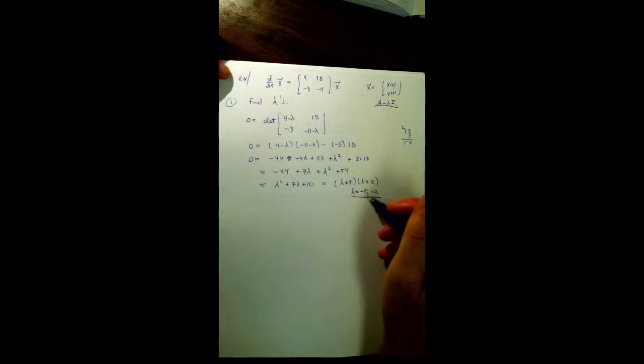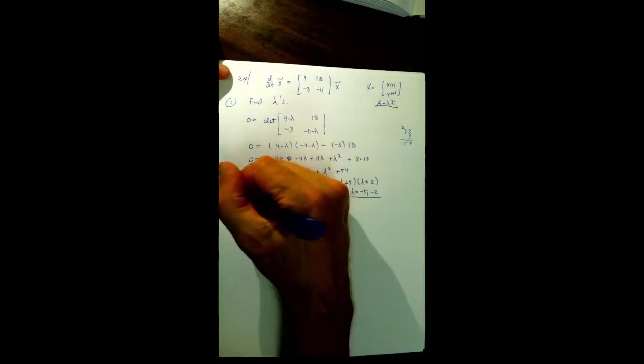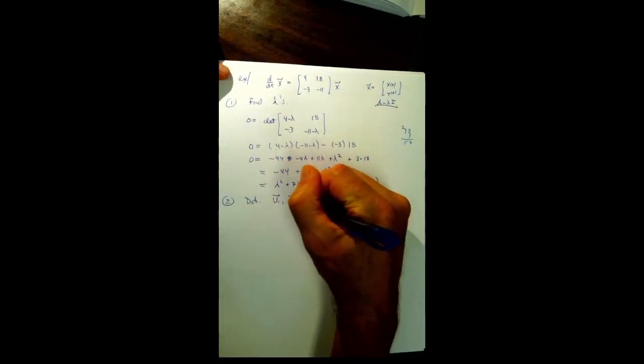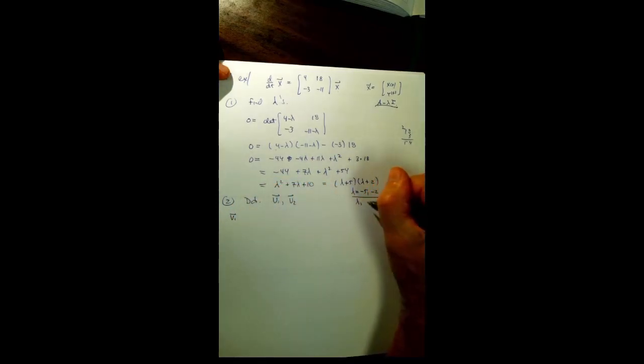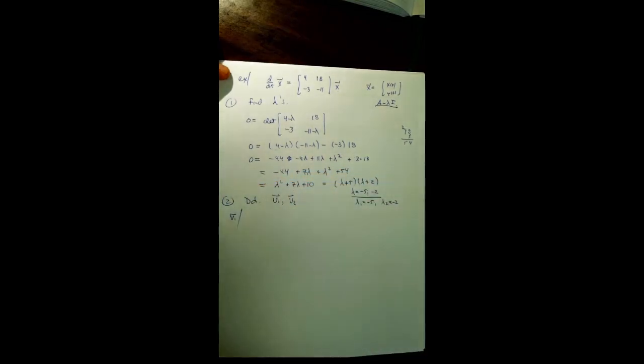I'm going to get an eigenvector for each. So that means I'm going to have a solution to the DE. So now I'm going to determine V1 and V2. So lambda 1 is going to be my minus 5. Lambda 2 is going to be my minus 2. So first for lambda 1.